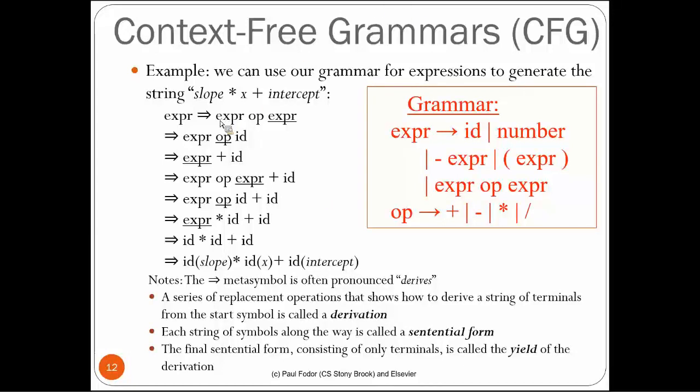The symbol that we see with the double arrow is a meta symbol that we pronounce as "derives". This is called a derivation. From the root symbol, we can get to an expression that only contains tokens. This series of replacement operations that shows how to derive a string of terminals from the start symbol is called a derivation. Each string of symbols along the way, like expression plus ID, is called a sentential form. And the final sentential form, consisting only of terminals, is called the yield of the derivation.